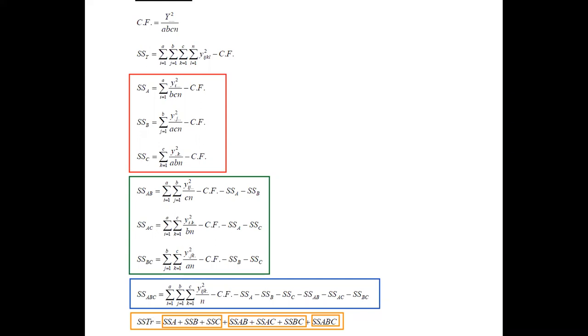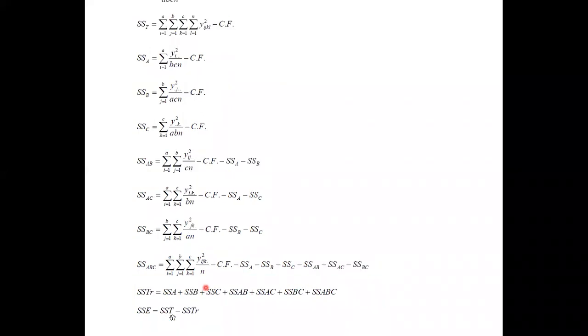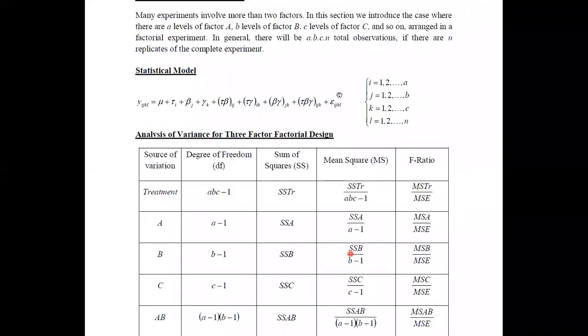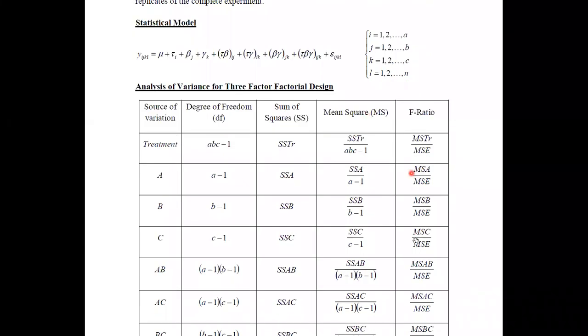And after obtaining the treatment sum of squares, you can simply use this equation. The treatment sum of squares has to be subtracted from the total sum of squares. Here we have identified the value for the total sum of squares. Therefore, you can simply get the SSE value. Once you have the SS values completed, then we know how to get the MS values and thereafter the F ratio.